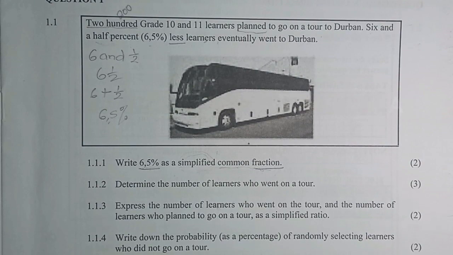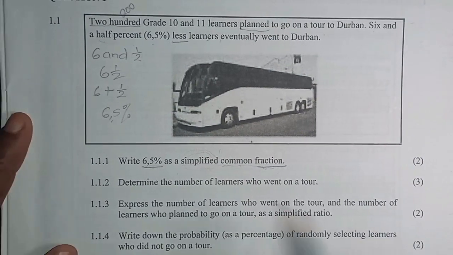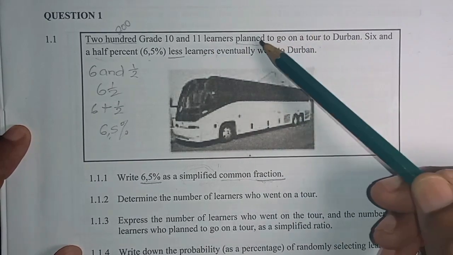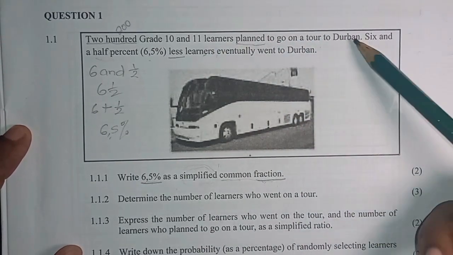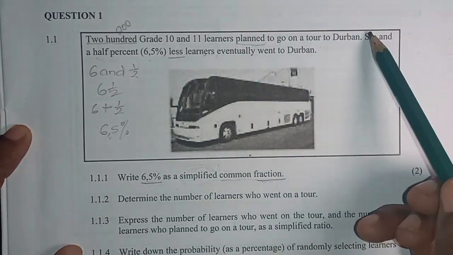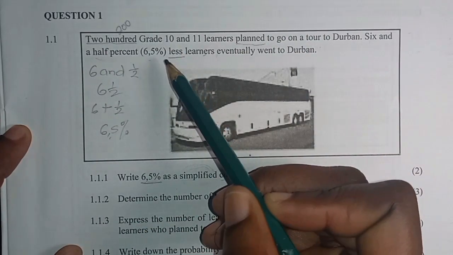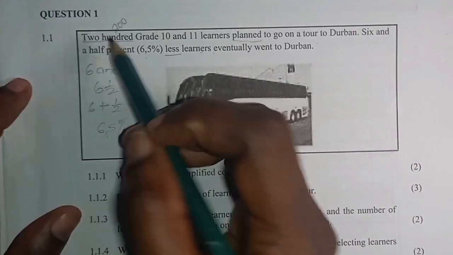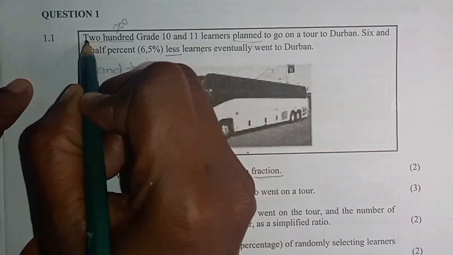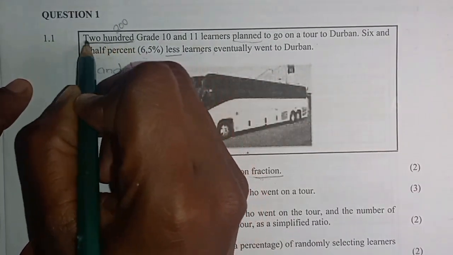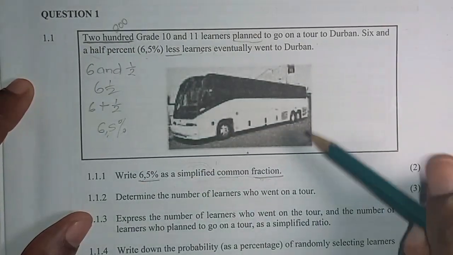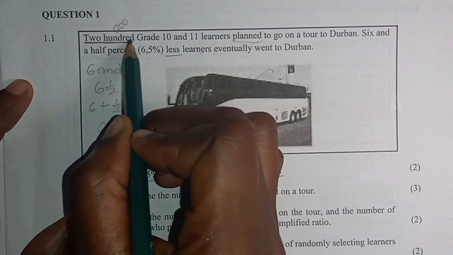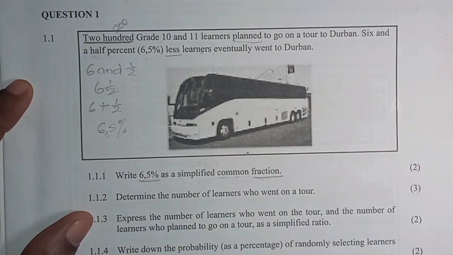Let's get started. So here we're saying 200 grade 10 and 11 learners planned to go on a tour to Durban. This 6.5% less learners eventually went to Durban. So if I look at the statement here, just in the beginning, I'm having 200, and it's given in words, and therefore I must know that that is 200.